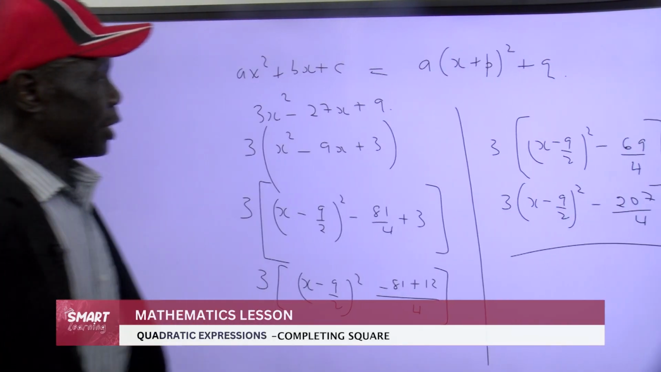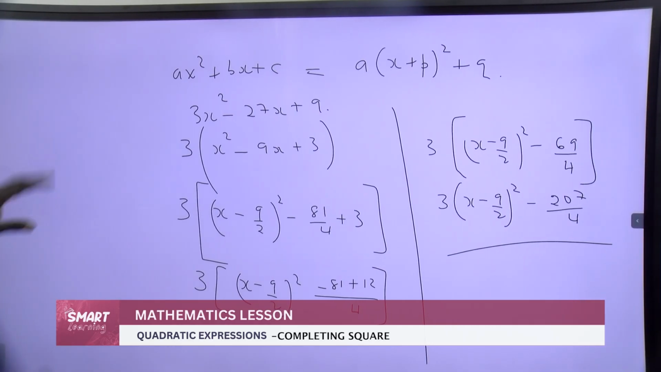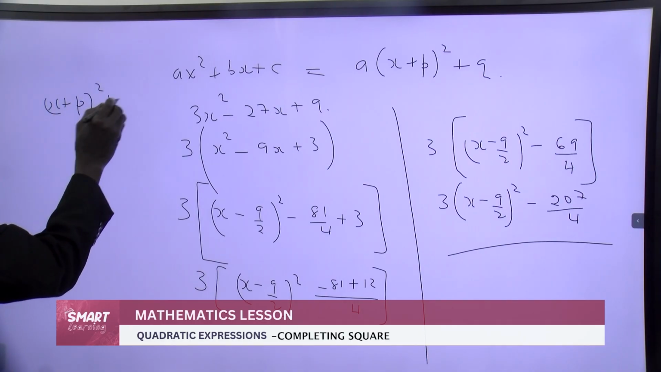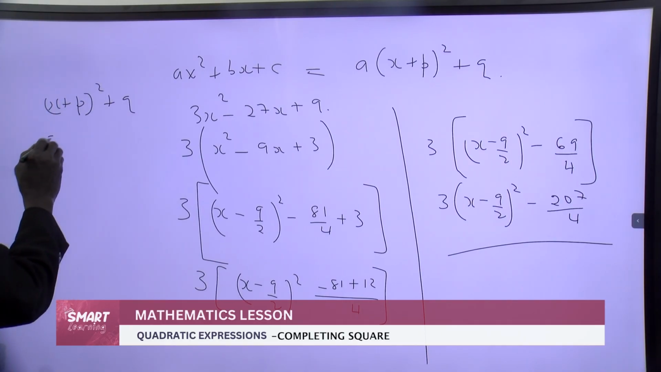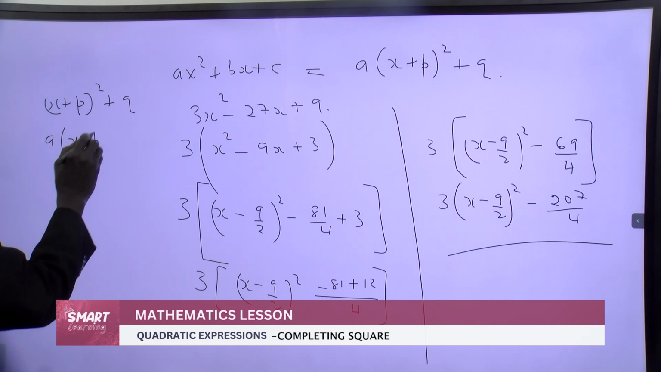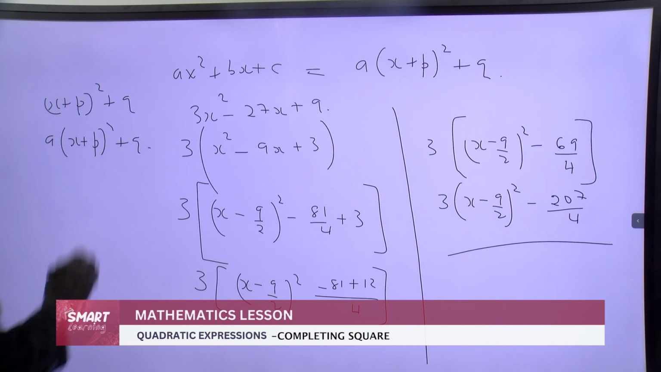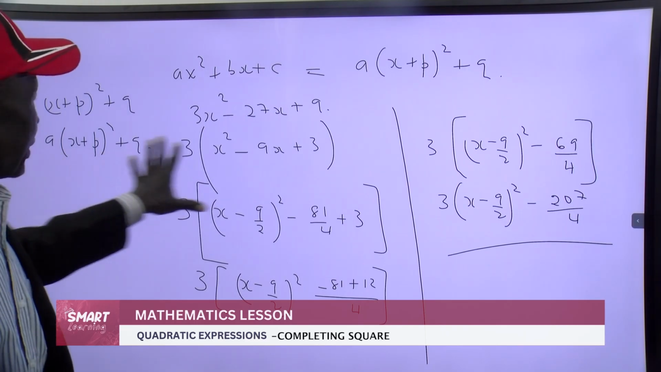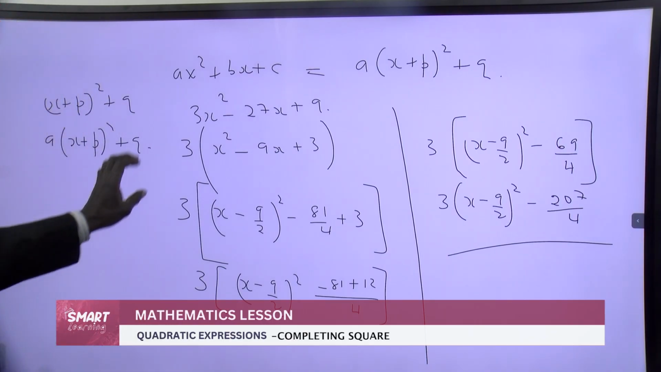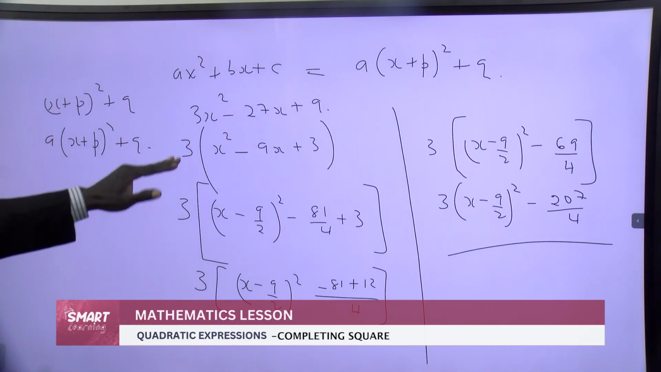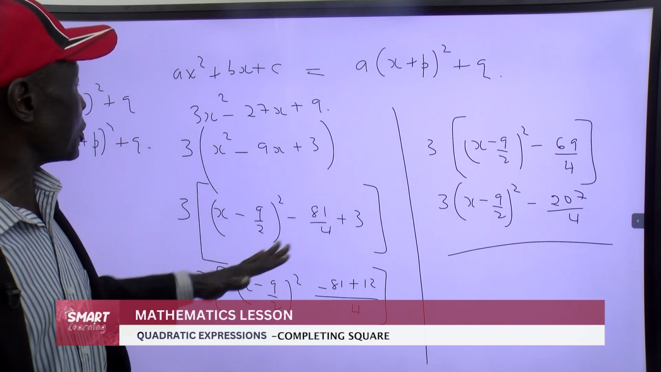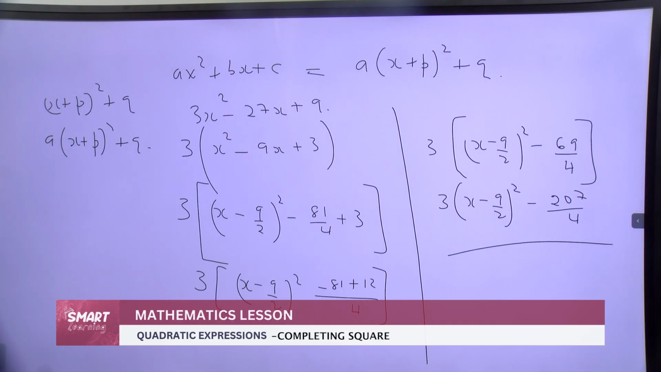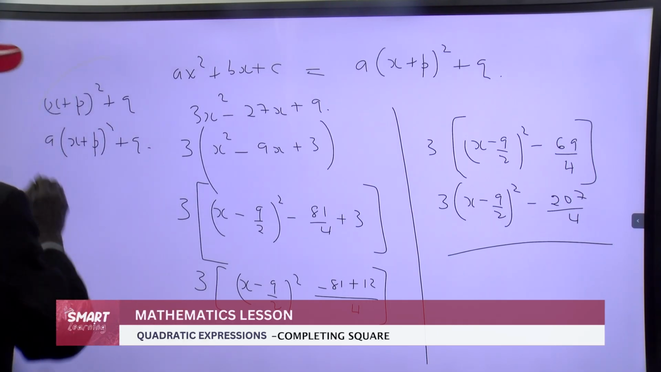And now let's factorize. So you can either write in the form of x plus p squared plus q, or a in bracket x plus p squared plus q. Now let's try to see how the formula changes when we are using this factor. Remember, here we are factorizing, which means that everything will be divided by 3 in order to get the factor. So let's try to have another example.